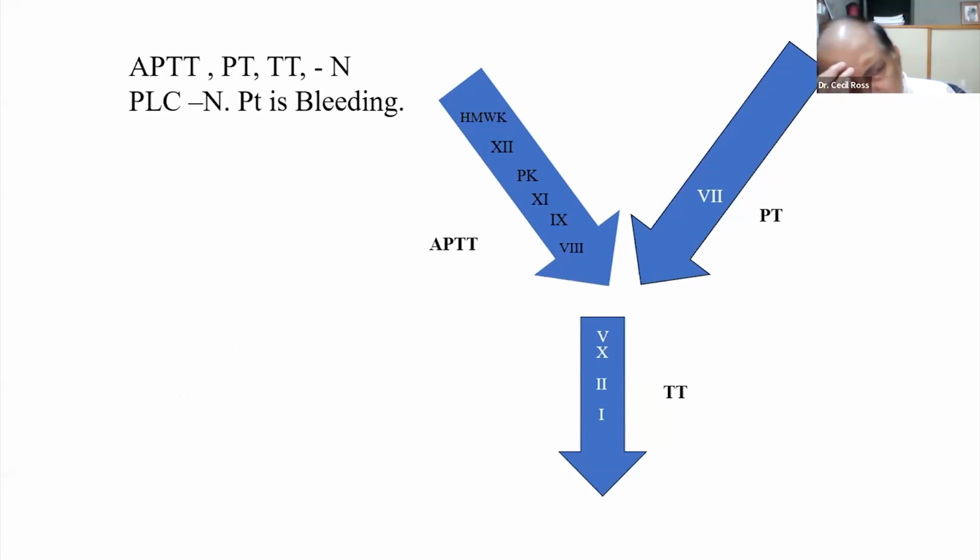Now supposing the APTT, PT, TT are normal and the platelet count is normal, sometimes you get this problem. The patient is bleeding. What do you think? Anybody? PT is normal, PTT is normal, TT is normal, platelet count is normal, the patient is bleeding, post surgery, let us say.